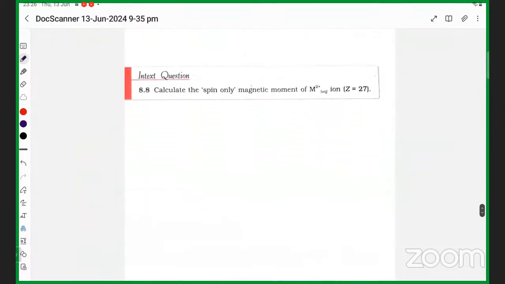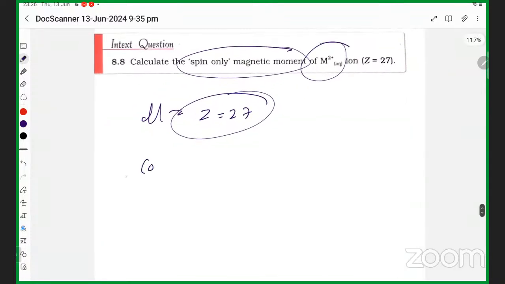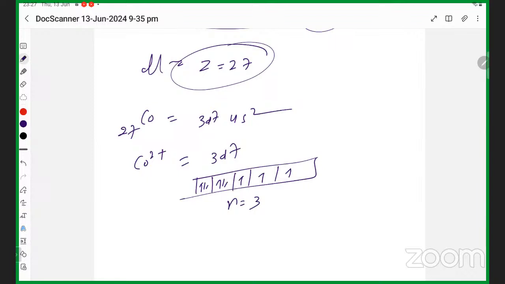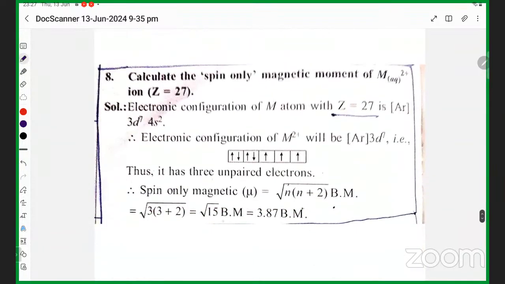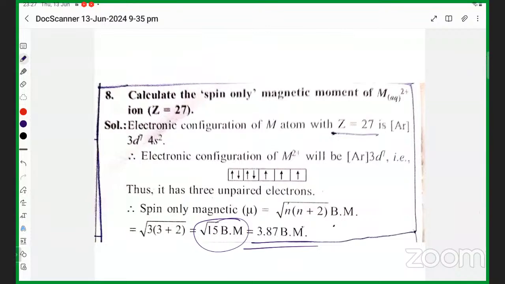Now, calculate the spin only magnetic moment mu for the M2+ ion with atomic number 27. So let us see. 27 means cobalt. Cobalt is 3d7, 4s2. They are saying the 2 plus ion, Co2+, so this is going to be 3d7. If you write 3d7, the number of unpaired electrons you see 1, 2, 3, and so n value is going to be 3. Mu is equal to root of 3 in bracket 3 plus 2, so 3 into 5, root of 15 Bohr magneton, which is 3.87 Bohr magneton. Can you understand this? So I'm going forward.